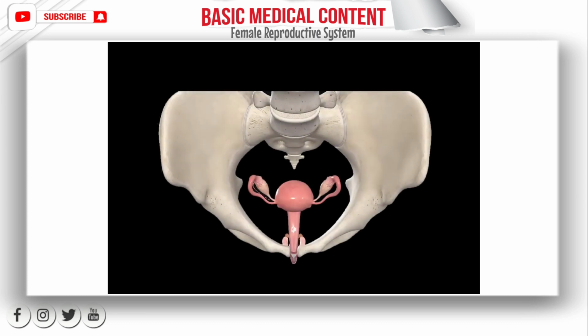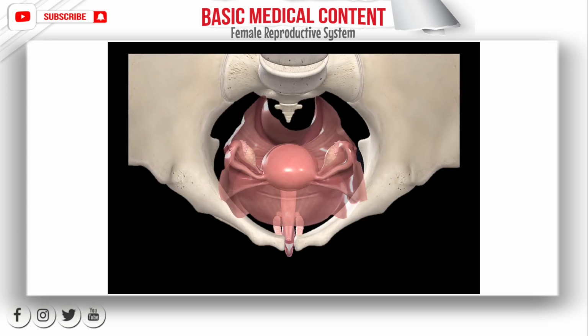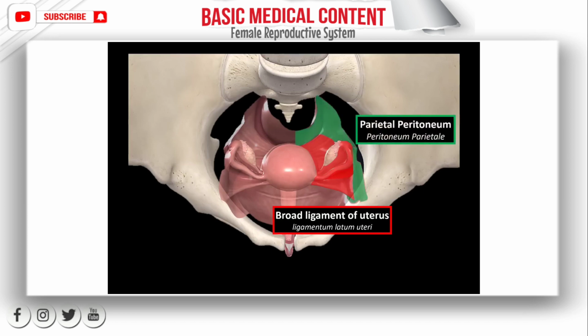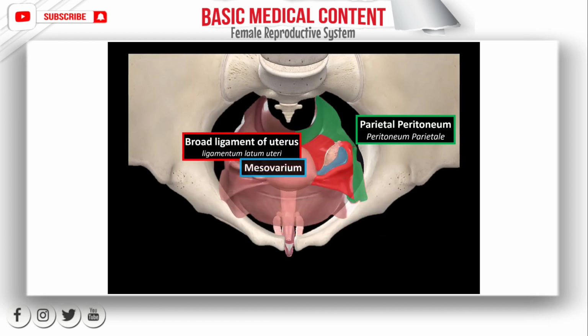Now, here we see the superior view of the uterus and the pelvis, and here we see some ligaments around the inner genital organs. One ligament that is crucial to know about is called the broad ligament of the uterus. This ligament is actually a double peritoneal fold. So the peritoneum goes down to the uterus and folds double and forms the broad ligament of the uterus. The broad ligament is attached to the uterine border medially and is laterally continuous with the parietal peritoneum of the pelvic wall. The broad ligament of the uterus consists of three parts.